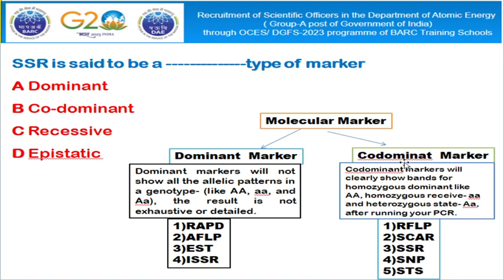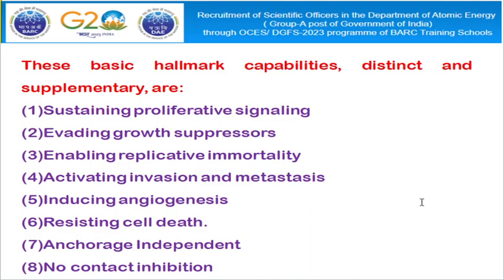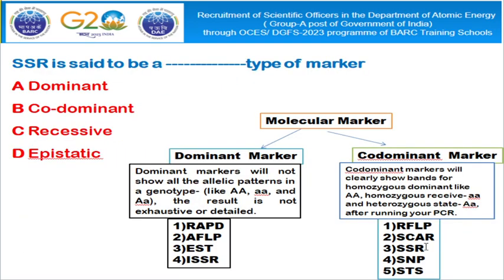Regarding the example of this codominant, the codominant spelling is correct; the spelling in the option is wrong, friends, so please correct it. Examples of codominant markers include RFLP, SCAR, SSR, SNP, STS. These come under codominant markers. That's why RFLP and SSR are widely used at research scale.